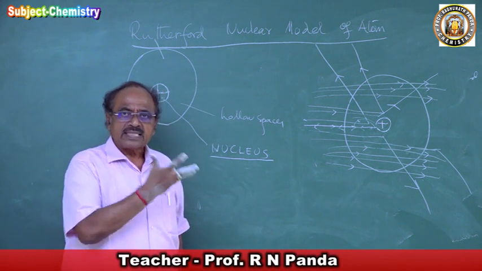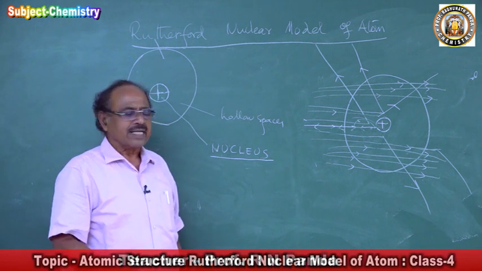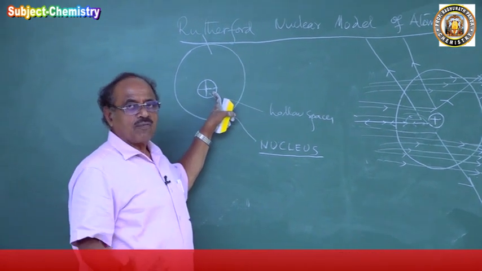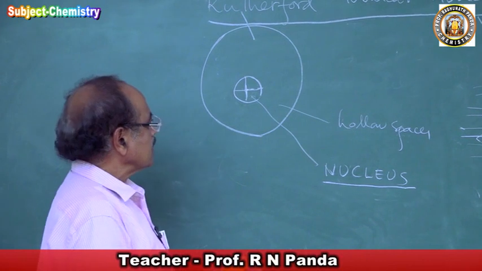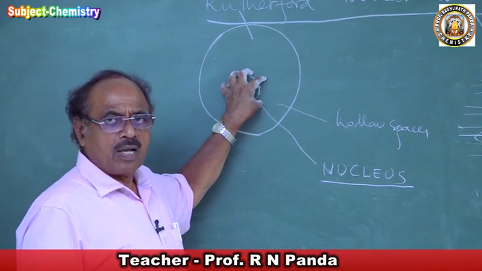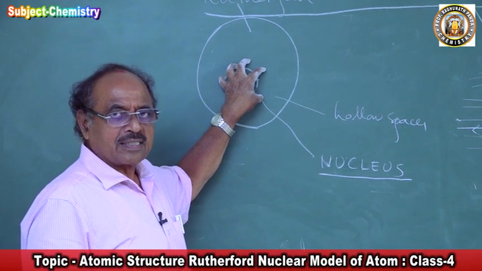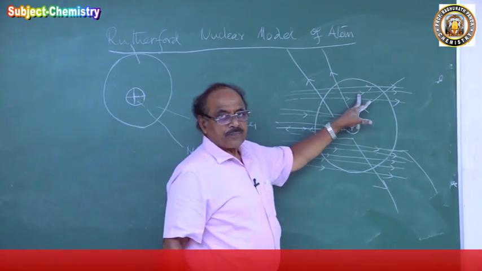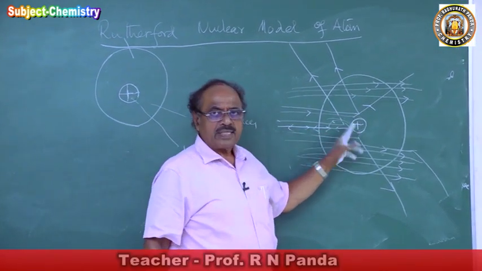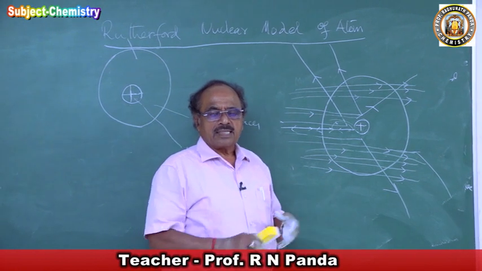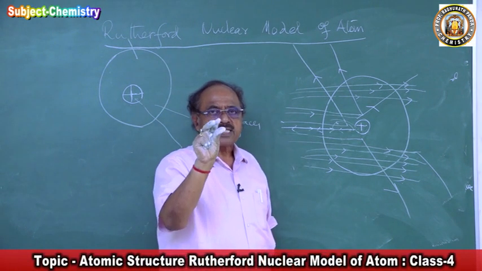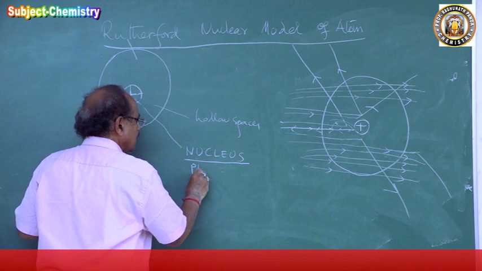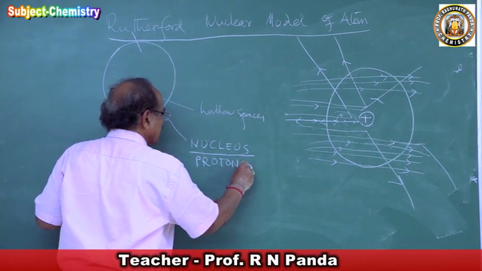Origin. All these three observations originate because of this positively charged massive body. It is the origin of all these observations, because this positively charged massive body is very, very small, present at the center of the atom, and there is a hollow space. Because of the hollow space there is penetration, and because of the positively charged massive body there is deflection. All these protons are present in this very small space. So this nucleus consists of what? All the protons are present inside the atom.